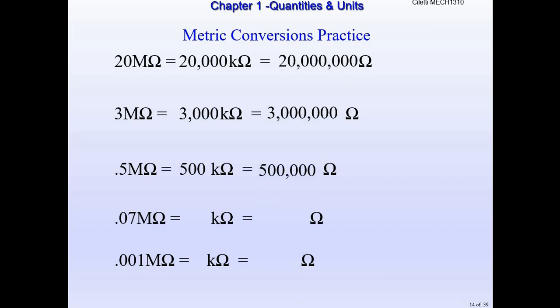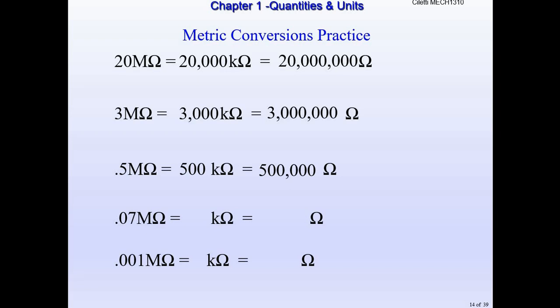Do you see how each prefix is 3 places, right? The 0.5 mega, we replaced the mega and went to kilo because we moved the decimal 3 places to the right and got 500. We replaced the K with 3 zeros. Alright, 10 to the third is 1,000, which is 3 zeros. So that's why it's 500,000 ohms now. So we can replace the engineering notation with all the prefixes that we just learned.